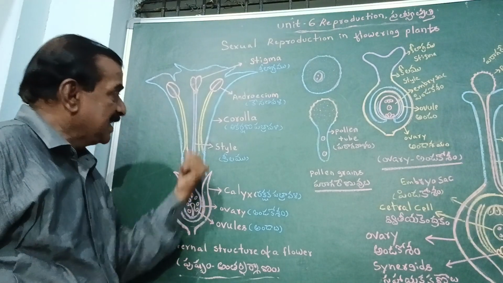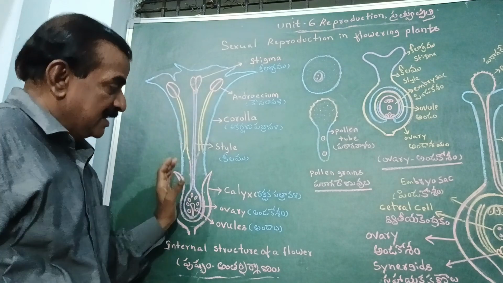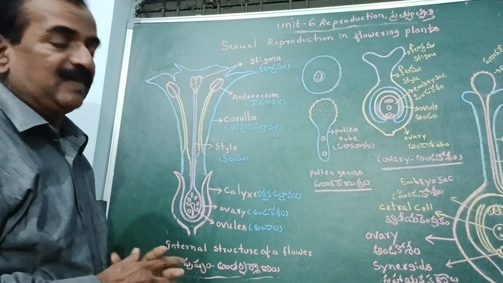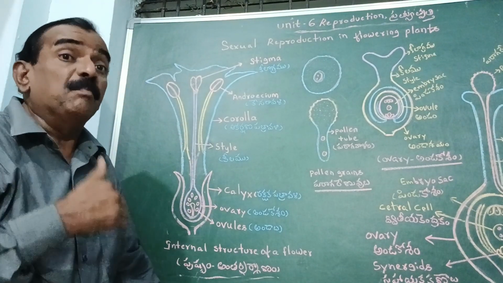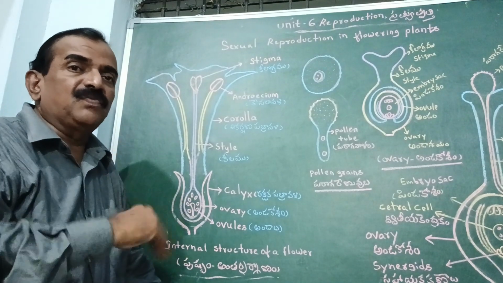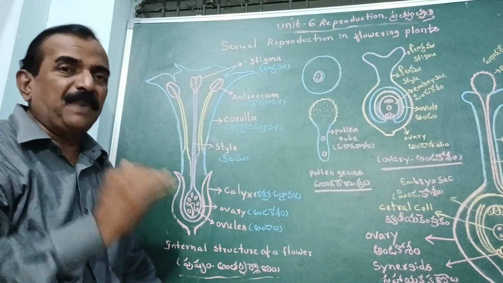It consists of ovary, style and stigma. And this is the structure of a flower, and it is called a bisexual flower. A bisexual flower has both male and female sex parts.